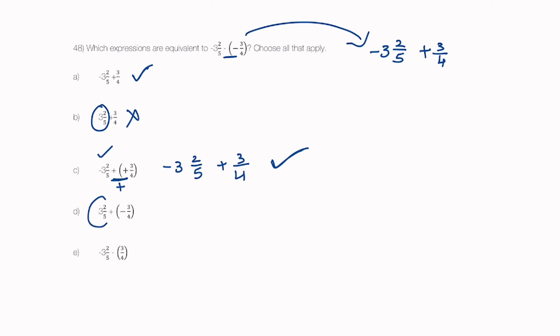Then no negative sign, so we outright reject it. We don't even have to check the second fraction. Yes, negative here and a negative, but that's not what it is. Done. So the answer is only A and C. That was quite a fast one.